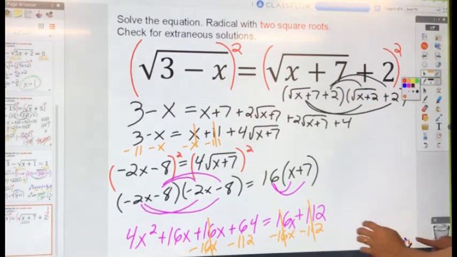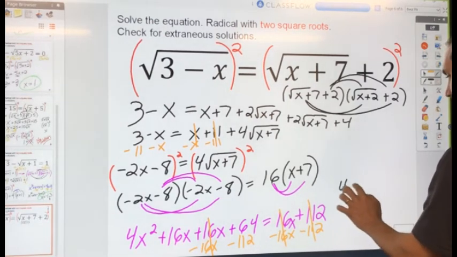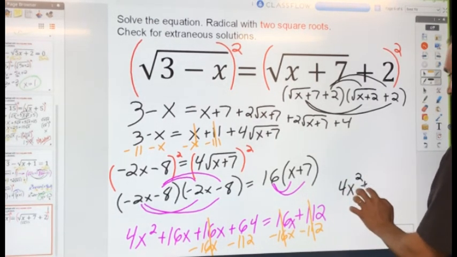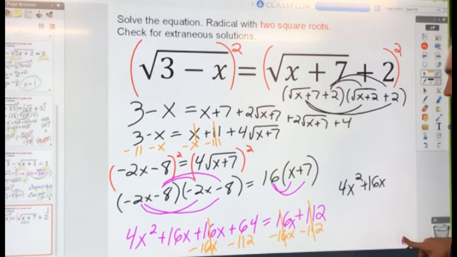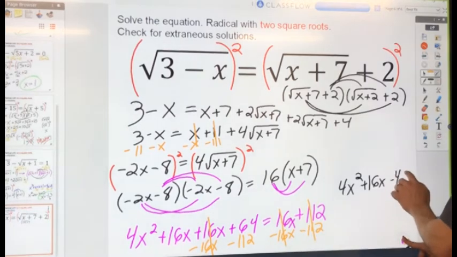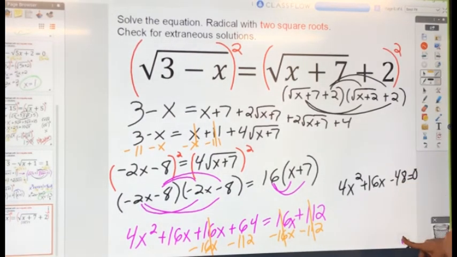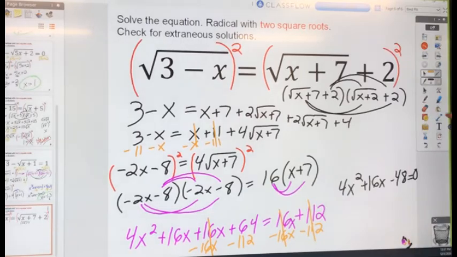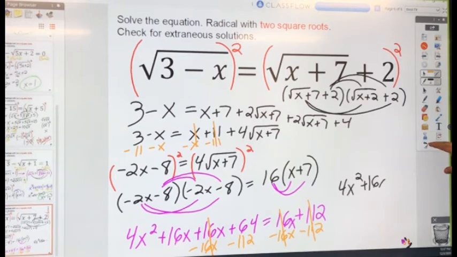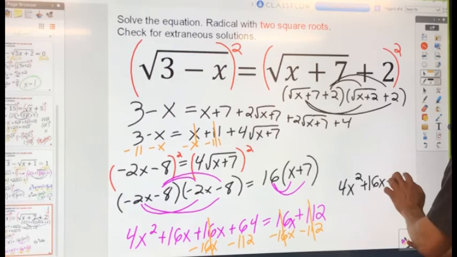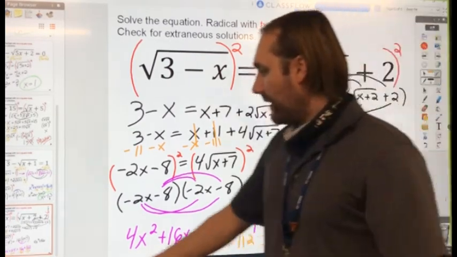So now I end up with 4x squared plus 16x. And what is 64 minus 112? Negative 48, thank you. Negative 48 equals 0. Actually, let me clean that up. Negative 48 equals 0. Yep, let's graph it.